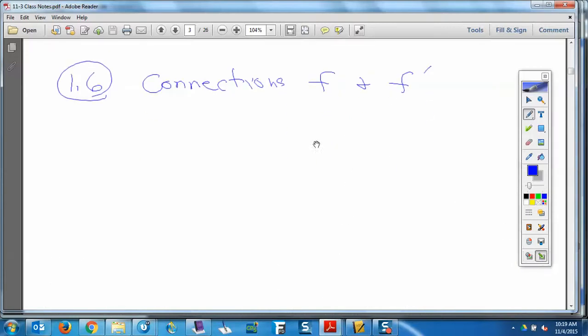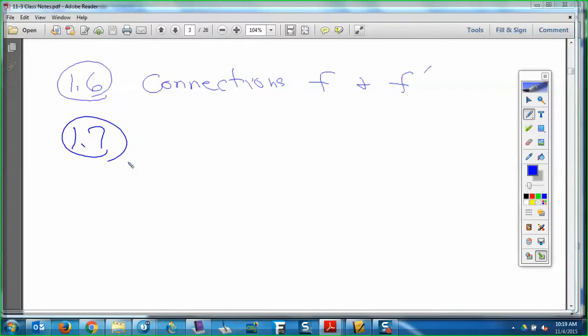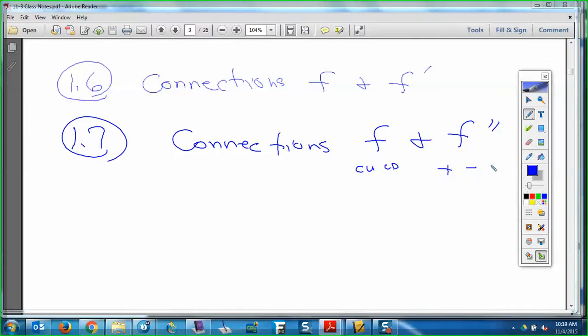And then in 1.7, basically what we learned yesterday, I think I wrote some of that down, but the connections we learned yesterday were between F and F double prime, which one word would pretty much sum up. The connection between F and F double prime is what? Concavity. If F double prime is positive, F is concave up. If F double prime is negative, F is concave down. If F double prime is 0, you have a possible inflection point. But F double prime can't just be 0. It has to switch from positive to negative or vice versa there, so that your concavity switches. So that's what F double prime tells you about F.